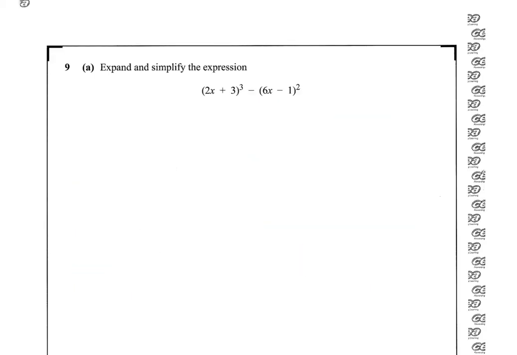Okay, good bit of work to do in this one. Hopefully I don't make any mistakes here. It's very easy to make a mistake in this question, but show all your steps and multiply your brackets a long way.